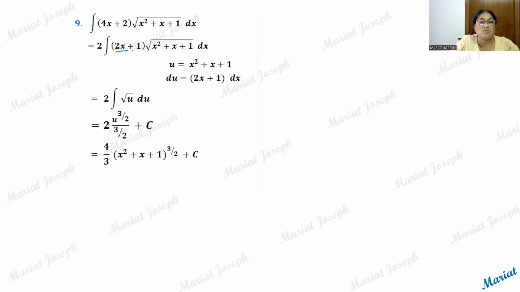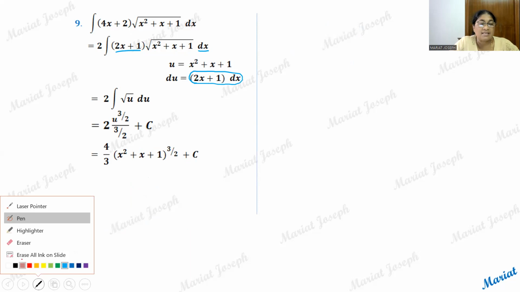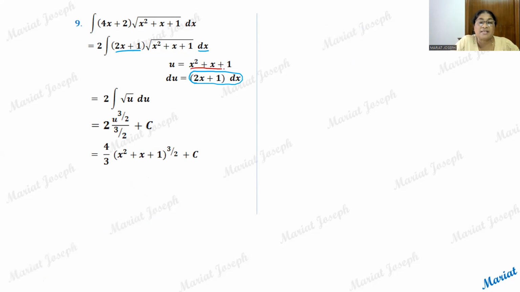So here 2x plus 1 was already hidden in the question. That is why we could take x square plus x plus 1 as the substitution. Inside the under root, we took this whole thing as u. That is why this is u. That was question 9. Everybody completed?